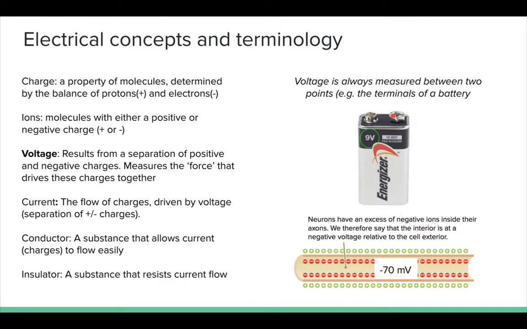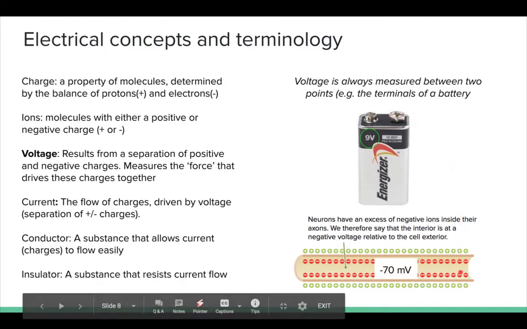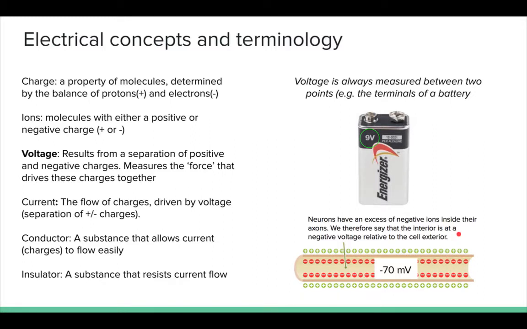When we do the same thing for neurons, when we measure the difference in voltage between the interior and the exterior of a neuron, we see that it reads at negative 70 millivolts approximately. So what that's telling us is that neurons at rest maintain a net negative charge in their interior relative to their exterior.